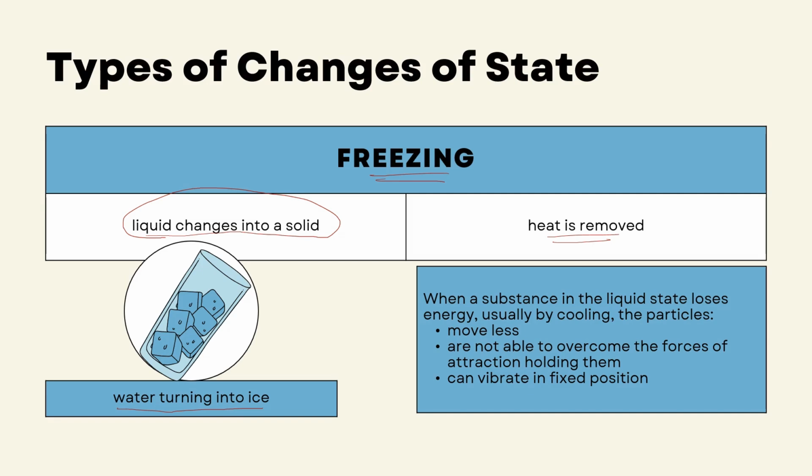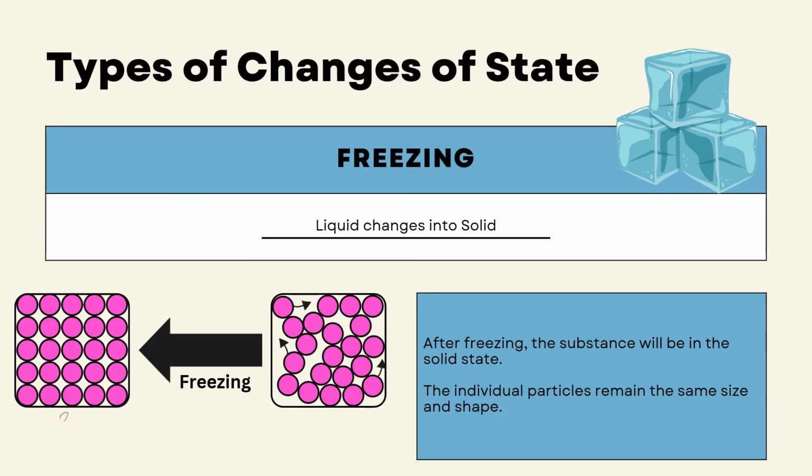When a substance in the liquid state loses energy, usually by cooling, the particles move less. They are not able to overcome the forces of attraction holding them and can vibrate in a fixed position. When they start to vibrate in a fixed position, that means it has already become a solid. Here you can see solid. This arrangement is for solid and this arrangement is for liquid.